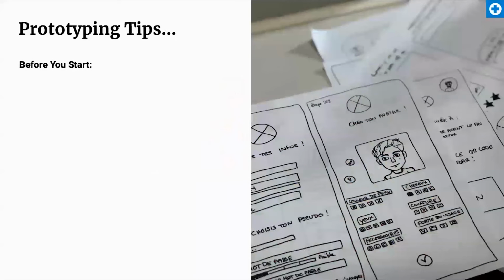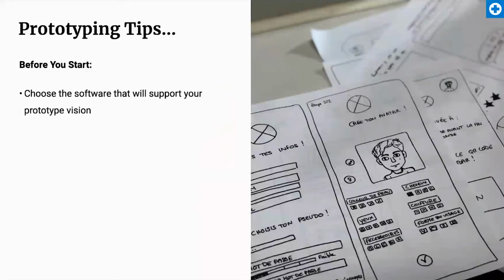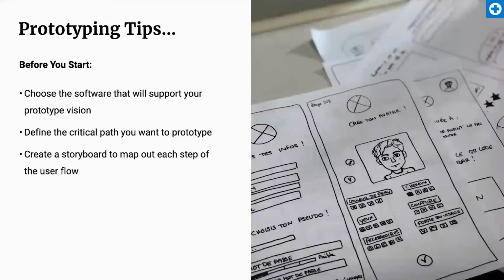Here are some tips gathered from our UpTop Health design team that we like to share with you. Before you start prototyping, you'll want to choose the appropriate software that will support your prototype vision. Does that specific tool have the capabilities you desire or need? As we said earlier, to find the critical path you want to prototype so that you can fence in what you'll be prototyping. Creating a rough storyboard to map out each step of the user flow can be really helpful.